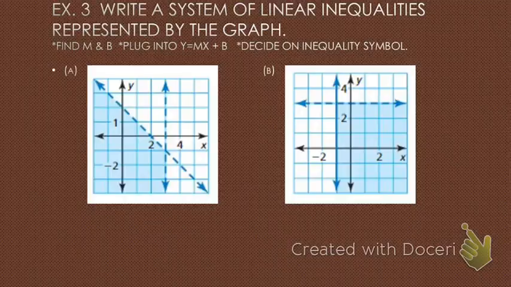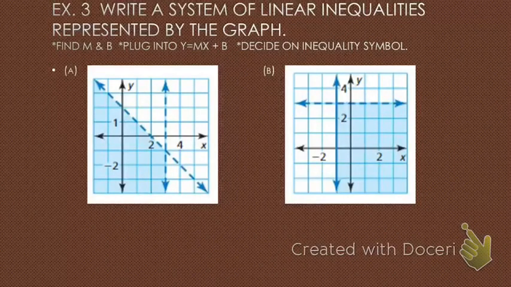Now, that brings us to example 3. They want us to write a system of linear inequalities that are represented by the graph. So they are giving us the graph this time, and they are asking us to write the system of inequalities. Now, you can see right in your notes, I've given you the 3 steps. These are steps that you have seen before for other types of graphs. So highlight the steps. It says find M and B.